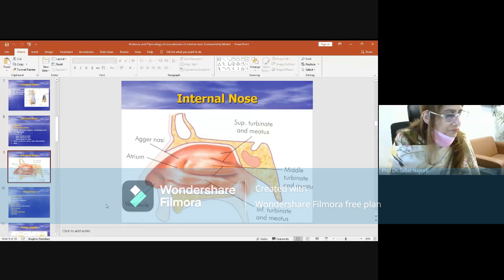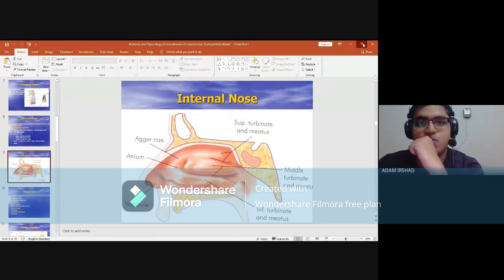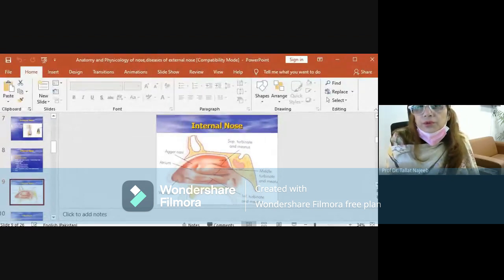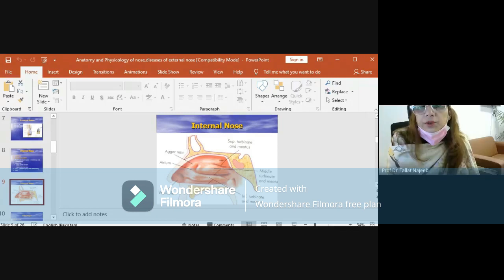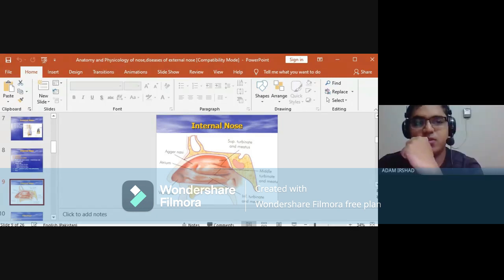Adam? Yes, ma'am. What is the vestibule? Ma'am, it's the lower cartilaginous part, the caudal part of the nose. Is it formed on the septum or on the lateral wall? It's on both.